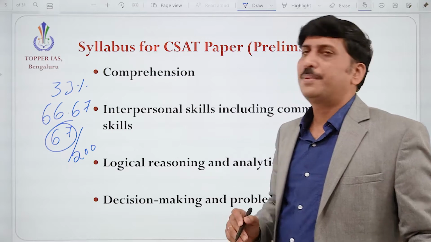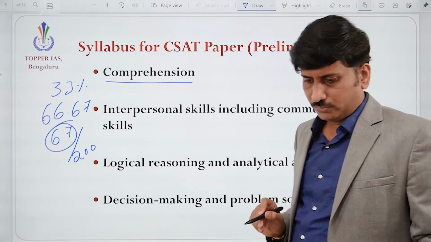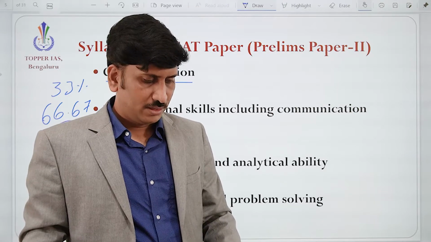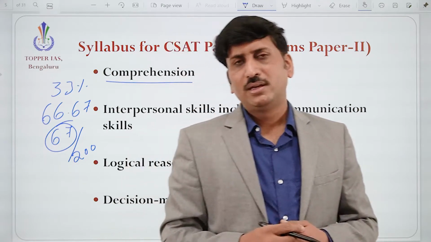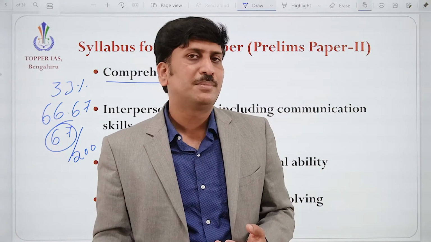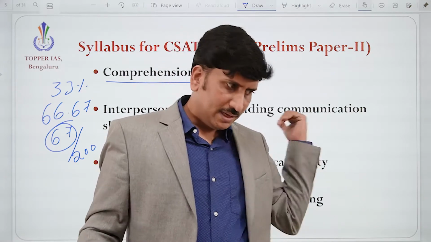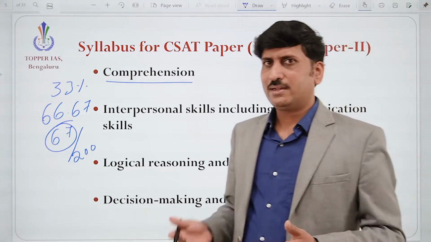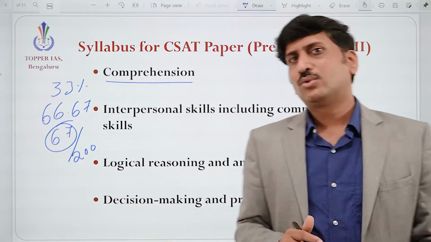Coming to the syllabus, we have comprehension. What is comprehension? As an officer, we need to understand so many files, and in those files different matters will be there. It may be from an environmental perspective, an economic perspective, or a societal perspective. So how do we understand all these things? Here, a paragraph will be given to you, and based upon that some questions will be asked.